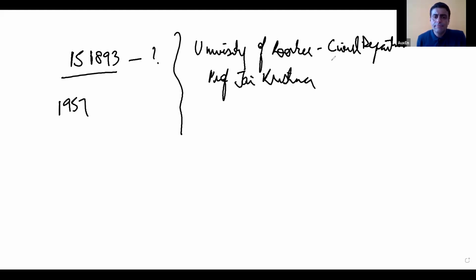Professor Jai Krishna joined the University of Roorkee Civil Department, and a lot of work started on the overall development of some standard for earthquake load calculation. I think in 1957 the work started, and the first IS 1893 was released in 1962, about 62 years before now. Roorkee did a lot of work, the University of Roorkee, which is now IIT Roorkee.